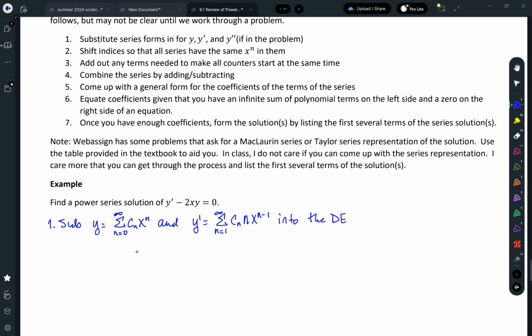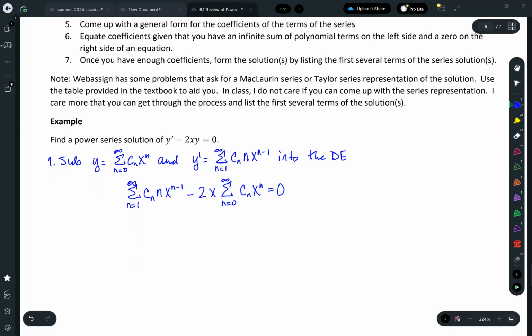So when we do that, we have the sum n equals 1 to infinity of c sub n x to the n minus 1. I'm going to write my n's a little bit more clearly. Minus 2x times the sum n equals 0 to infinity of c sub n x to the n equals 0. So I just replaced y prime and y with their power series representations.